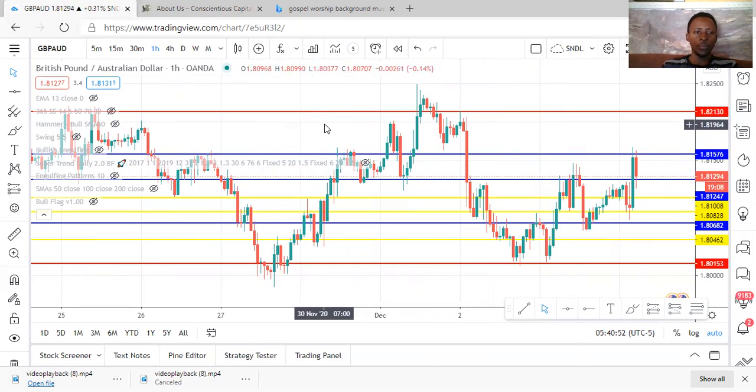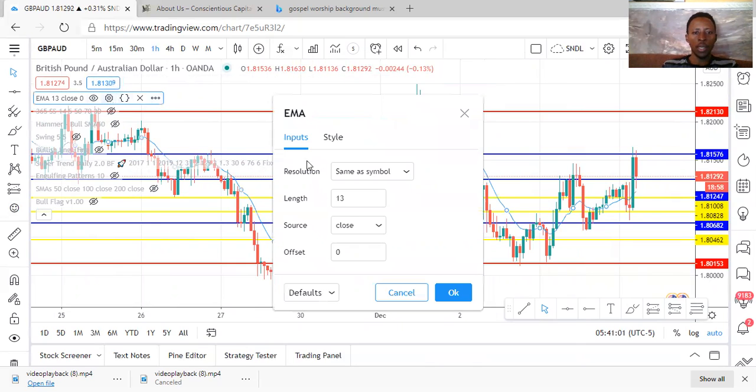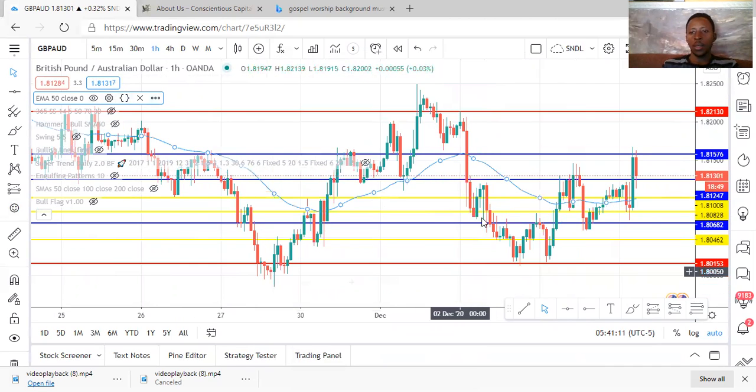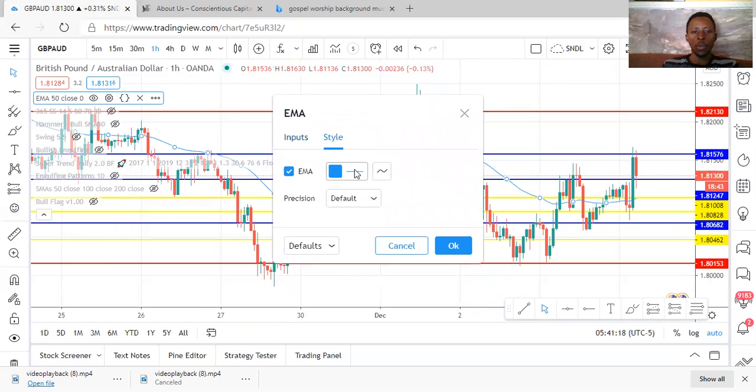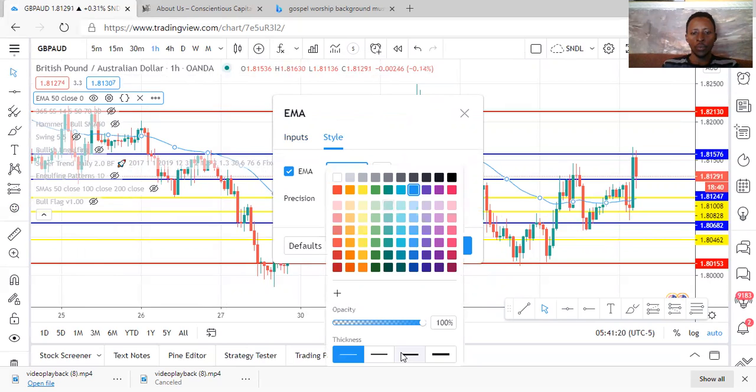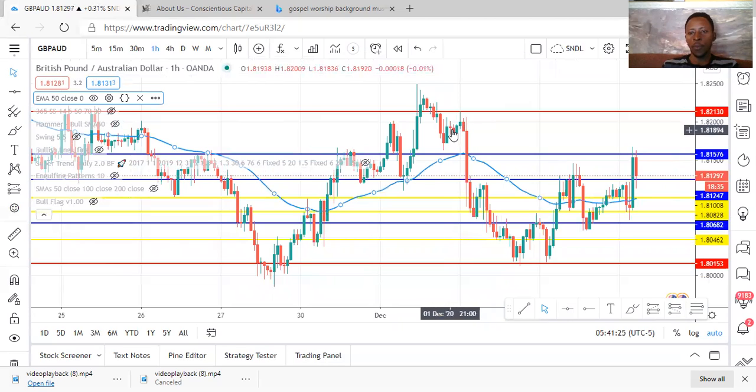So I love to use the EMA. Let me see this EMA here. EMA 50. My setup for EMA, I love it on 50. We'll see how the EMA is so important in serving as one of the confluences I use.